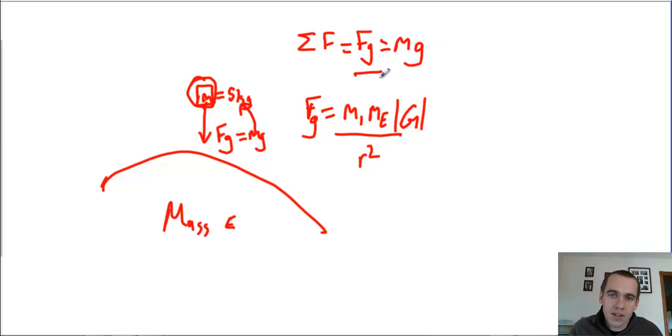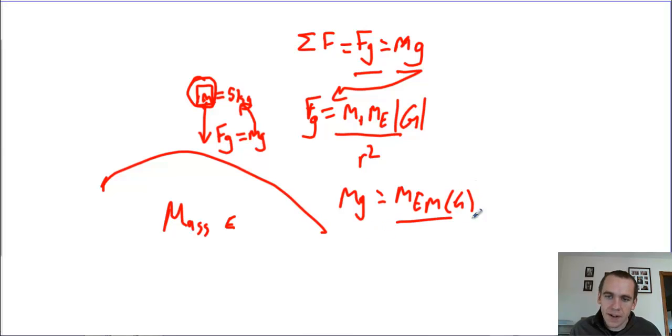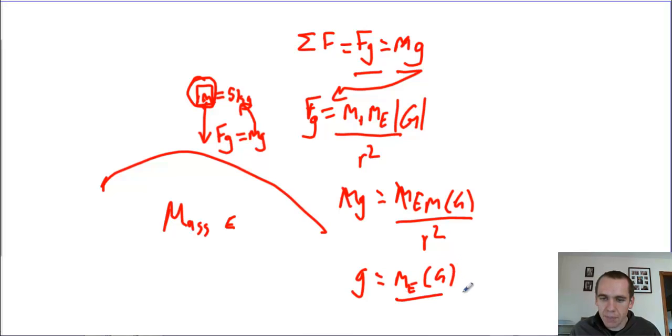But you'll notice this Fg can be substituted here. Okay? Here m1 is the mass of our object. So I have mg equals me times m times G, the universal gravitational constant, divided by r squared. Well, the mass of the object drops out, and we have g equals the mass of the Earth times the universal gravitational constant G divided by r squared.